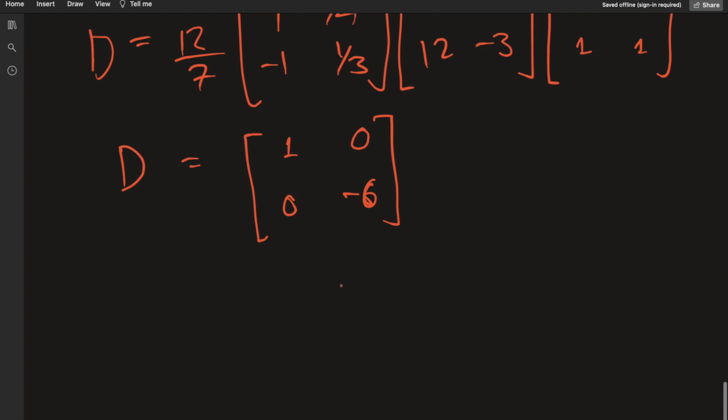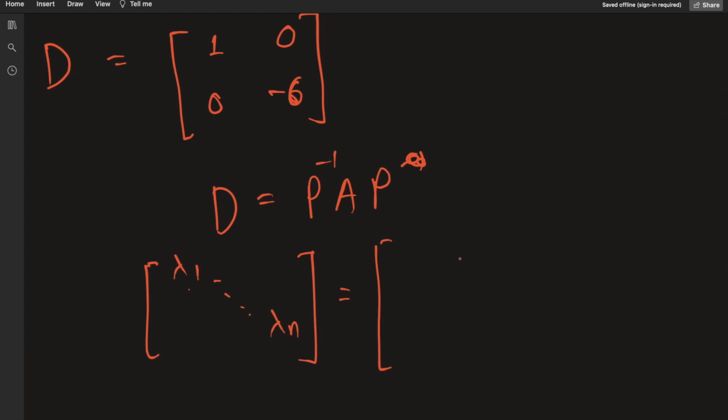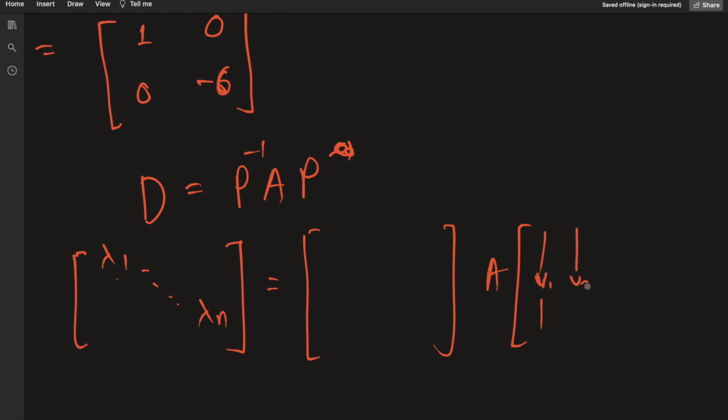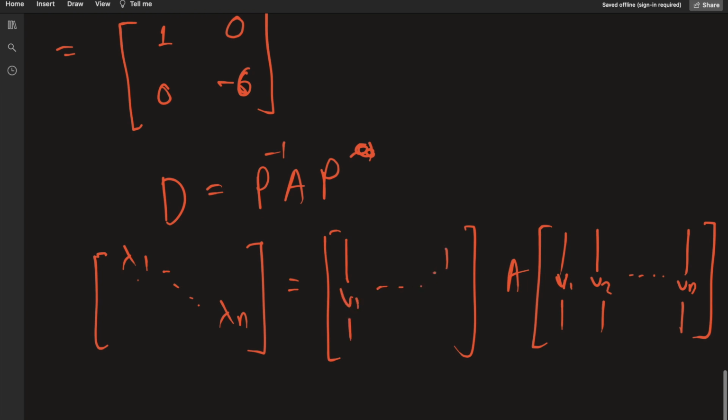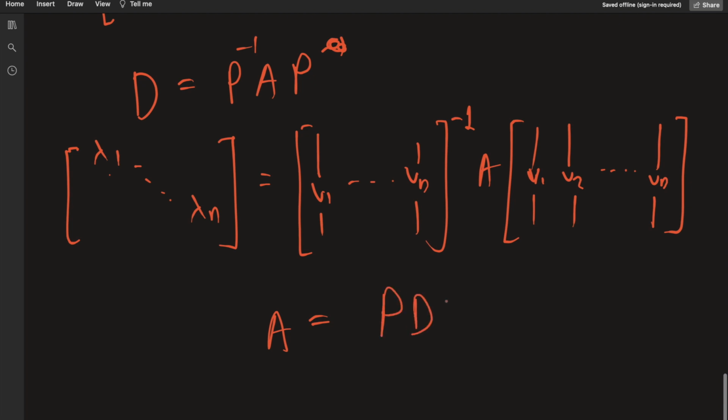And we can generalize this. Now the proof of the generalization is a little more advanced, so I'm just gonna extrapolate the result without losing generality. We can say that D is equal to P inverse AP, and D is just basically lambda 1 to lambda n, for example. And P is then going to be V1, the first eigenvector, second eigenvector for second column, last eigenvector for last column. And then P inverse is just the inverse of that. And then A can be expressed as PD P inverse.